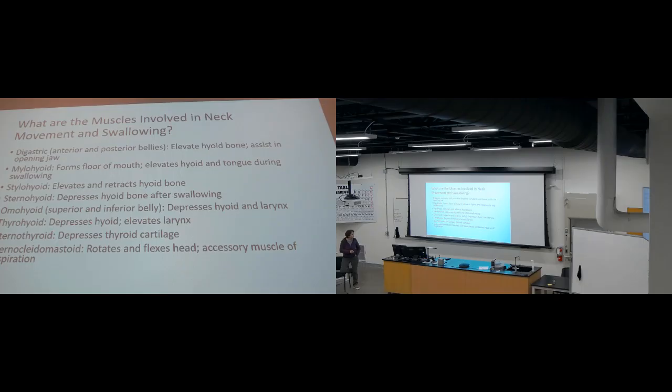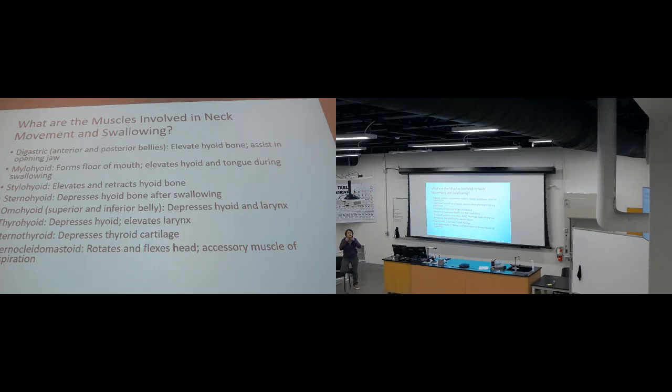including the thyrohyoid, which is located between what and what? Thyroid cartilage and the hyoid bone. So this one elevates the larynx. And then the sternothyroid, which depresses the thyroid cartilage.